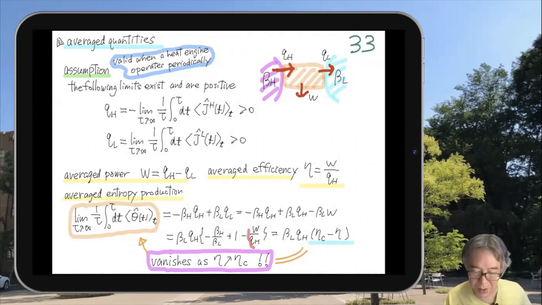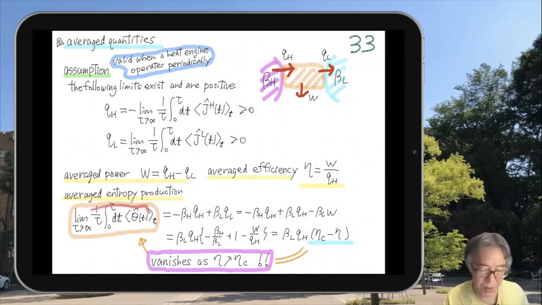But anyway, this is the efficiency of our engine. Okay, so rather interestingly, this entropy production can be simply written like this. So what does this mean? This means that when eta, the efficiency of this engine, is close to eta_C, the Carnot efficiency, then this averaged entropy production in the bath vanishes. Okay, this is very interesting.